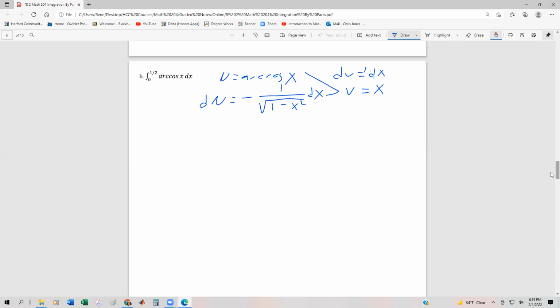Using our formula, uv minus the integral of v du, we're going to say that the integral is going to be equal to x arc cos x, definite integral 0 to 1/2, minus the integral of v du, which is going to be minus a minus. I'm going to put the x in the numerator, square root 1 minus x squared dx from 0 to 1/2. So far so good, not too bad. Notice that clearly this is just going to turn into a positive because we have an opposite of a negative. So I'll just make that a positive.